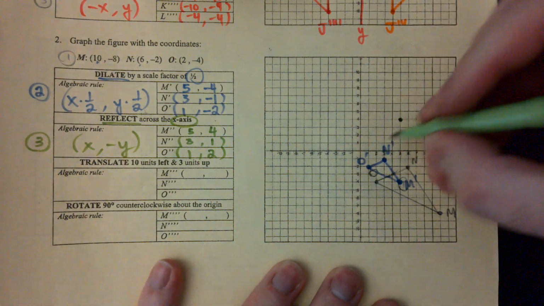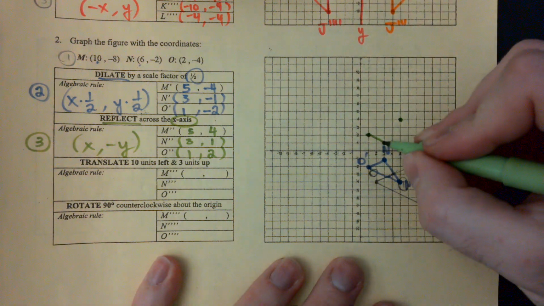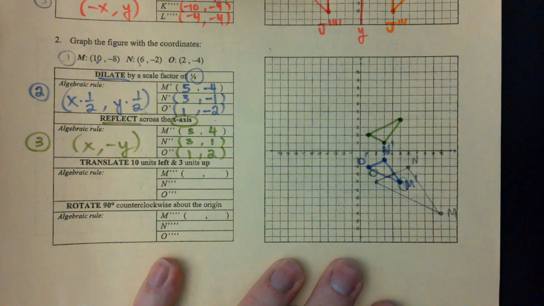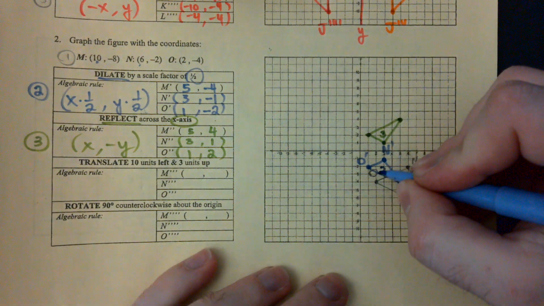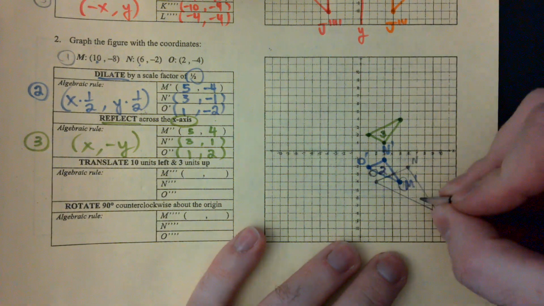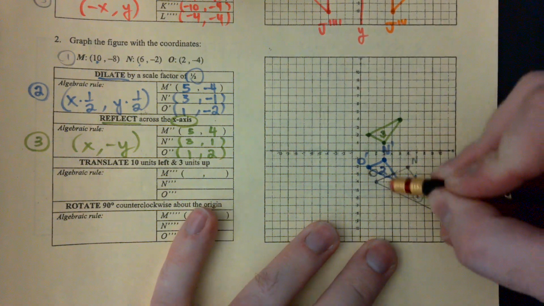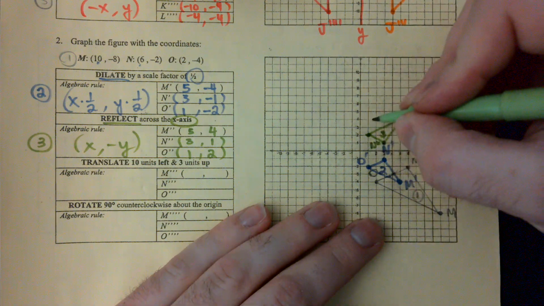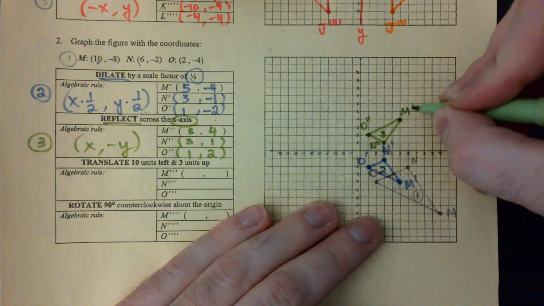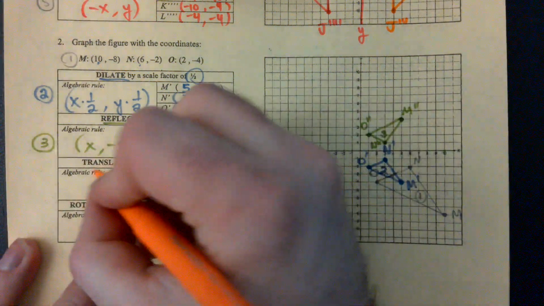Now let's graph those. 5, 4, 3, 1, and 1, 2. There's my new triangle right there. And that's number 3. This purple one was number 2. And this pencil one, you can't really see it, but it was number 1. Let me make sure I got these points labeled: N double prime, O double prime, and M double prime up there. There's my reflection.